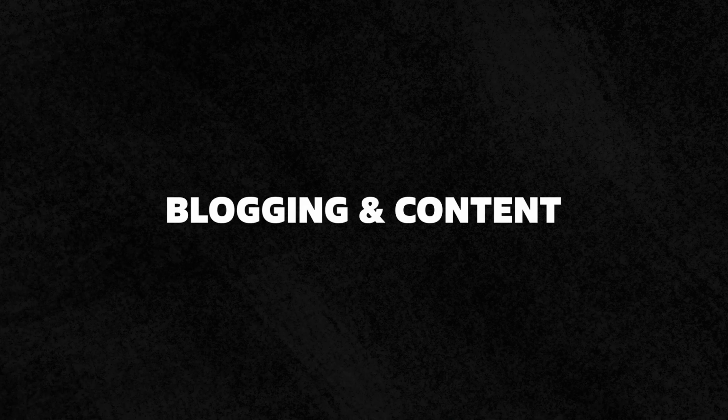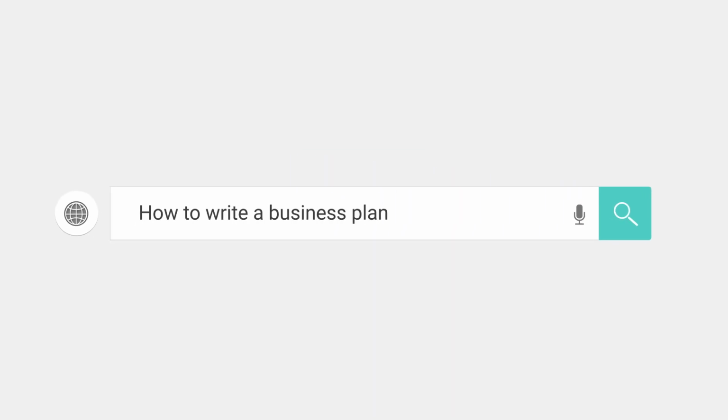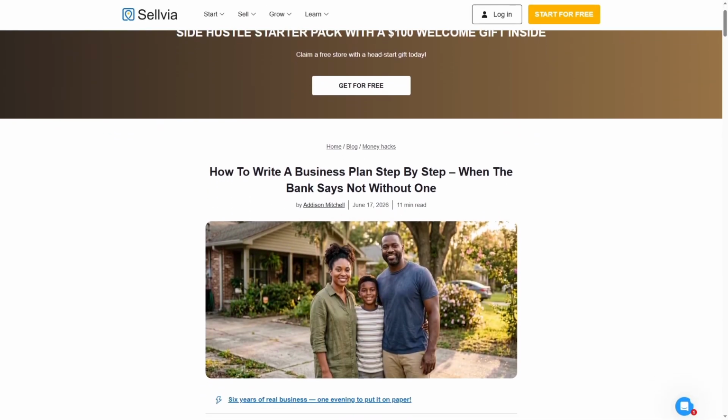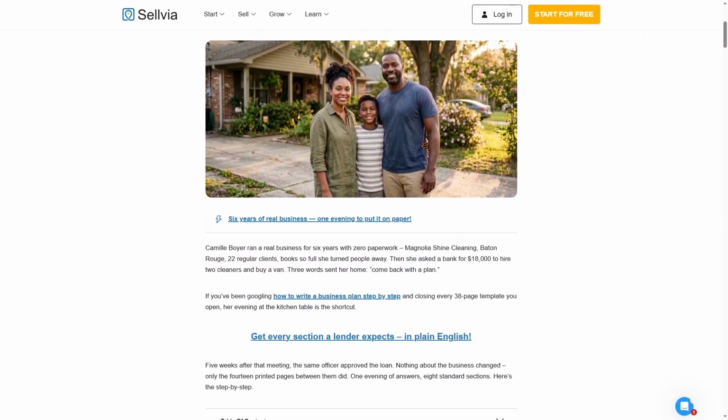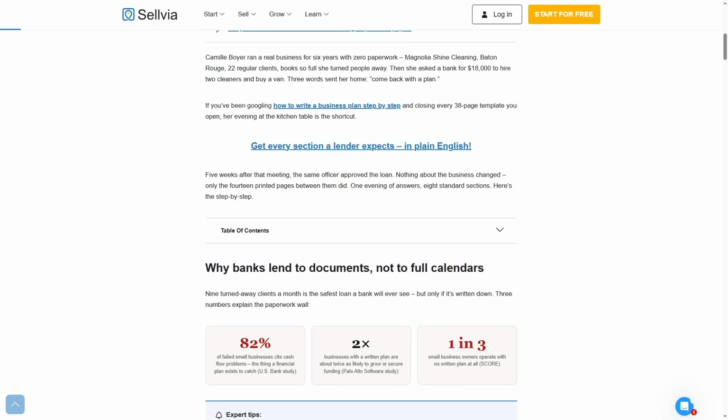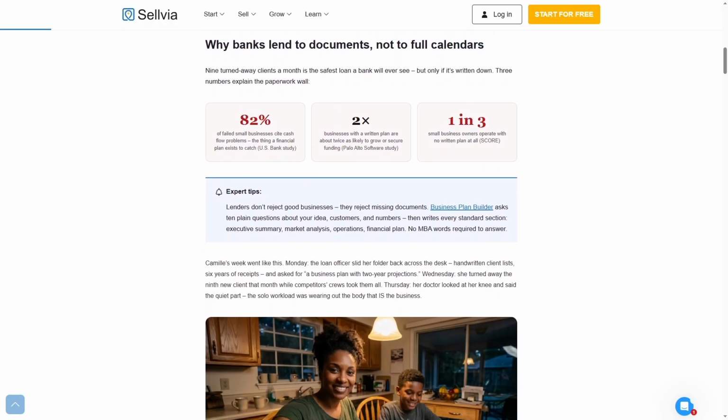And that's how the next traffic channel can help you. Blogging. This approach is slower, but it keeps paying back long term. This approach means creating a blog on your website. When someone types a question into Google and your article answers it, you get a visitor you didn't have to pay for. So the key here is to write articles about the problems your digital product solves.